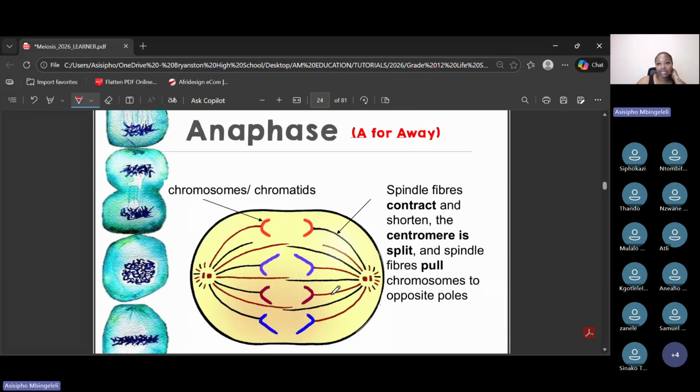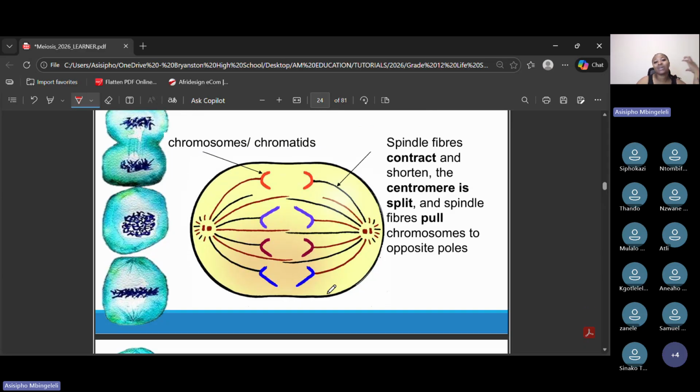Then in anaphase, A for away. Let us look at what is happening to the chromosomes here. So the spindle fibers are going to contract. And when they contract, they are going to cause the centromere to split. So if I have my other pen here, this is a replicated chromosome, remember? So these are my chromatids and they are attached together by a centromere. So remember the spindle fibers are attached to the centromere of each chromosome.